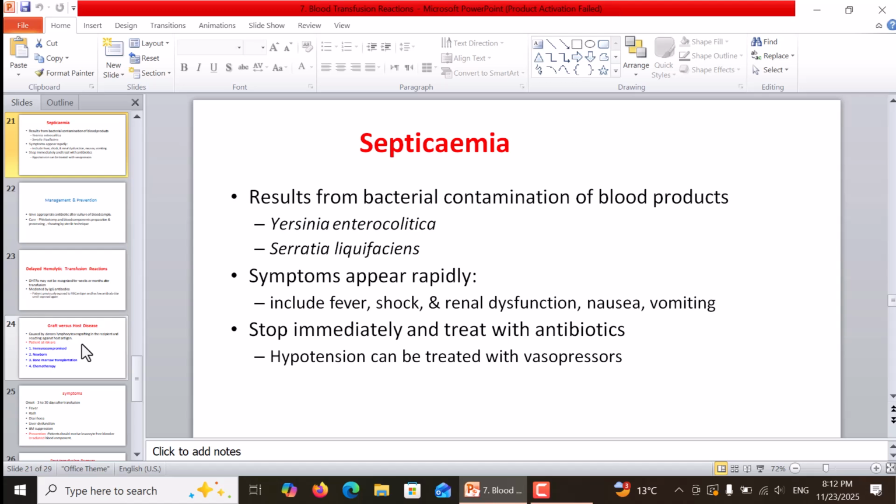Septicemia is considered another transfusion reaction which results from bacterial contamination of blood products, usually caused by the following microorganisms: Yersinia enterocolitica and Serratia liquefaciens. Symptoms appear rapidly, including fever, shock, renal dysfunction, nausea, and vomiting. We should stop the transfusion immediately and treat with antibiotic because, as we said, it's caused by bacteria. Hypotension can be treated with vasopressors.